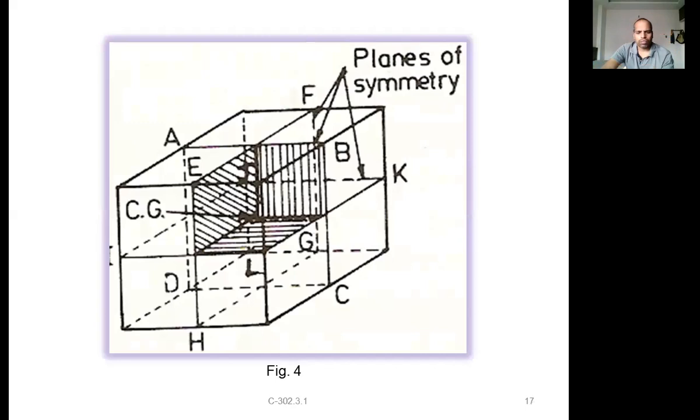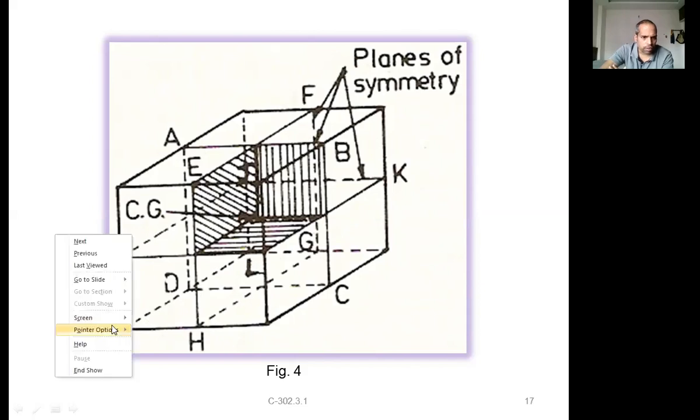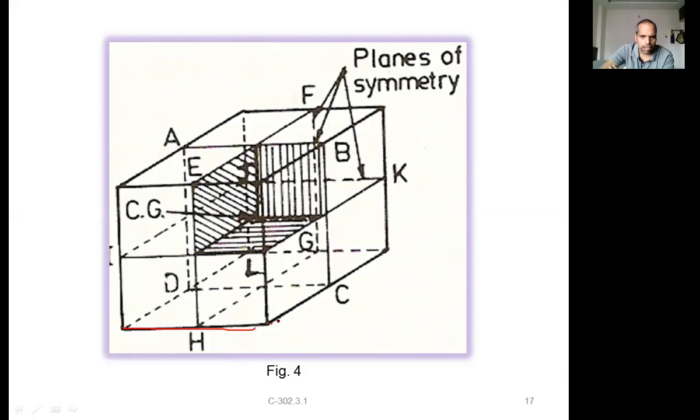So these are planes of symmetry. This is the center point. This body has a center line for this direction. Let me take a point up. Look here: this is one side, this is another side, and this is the height.